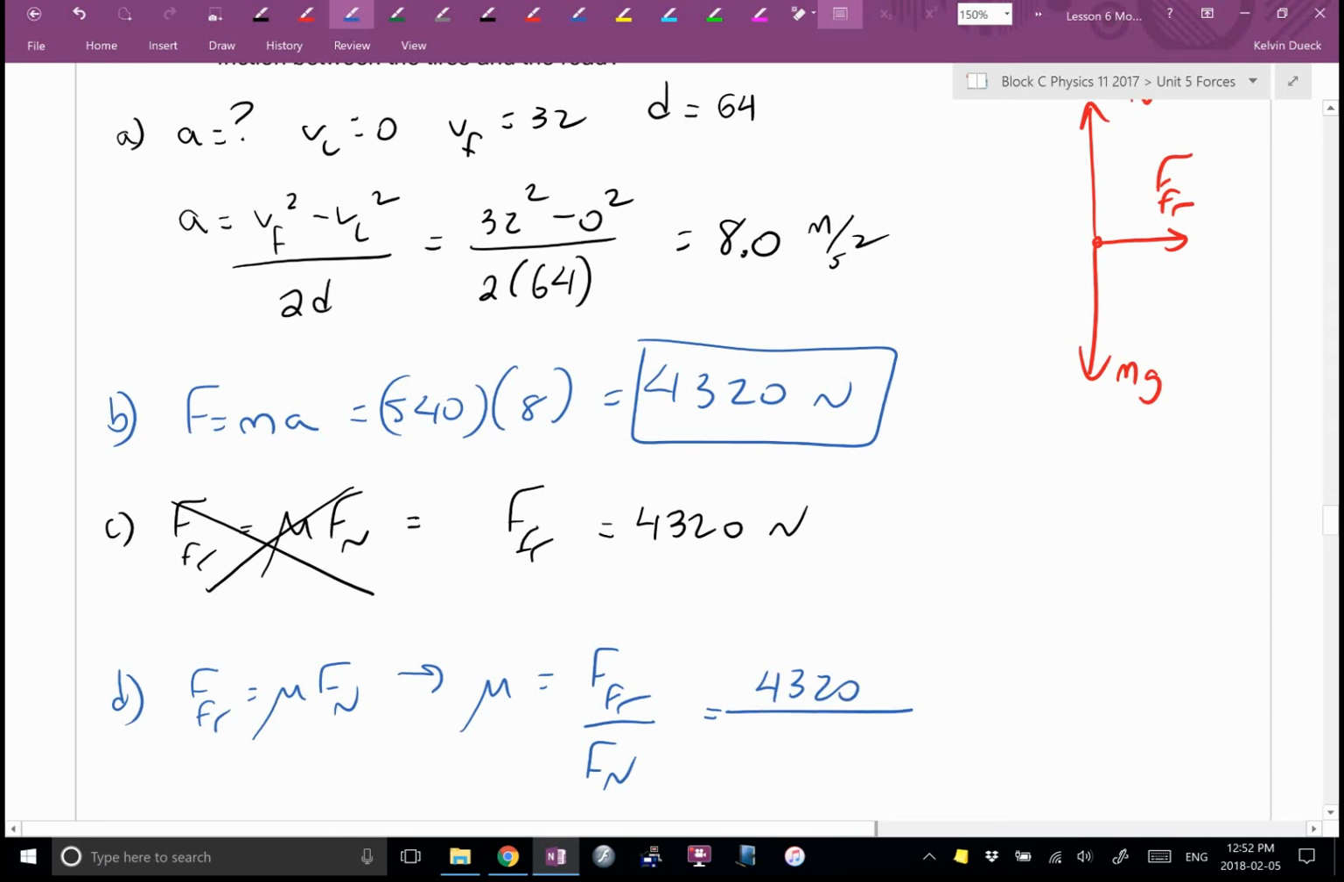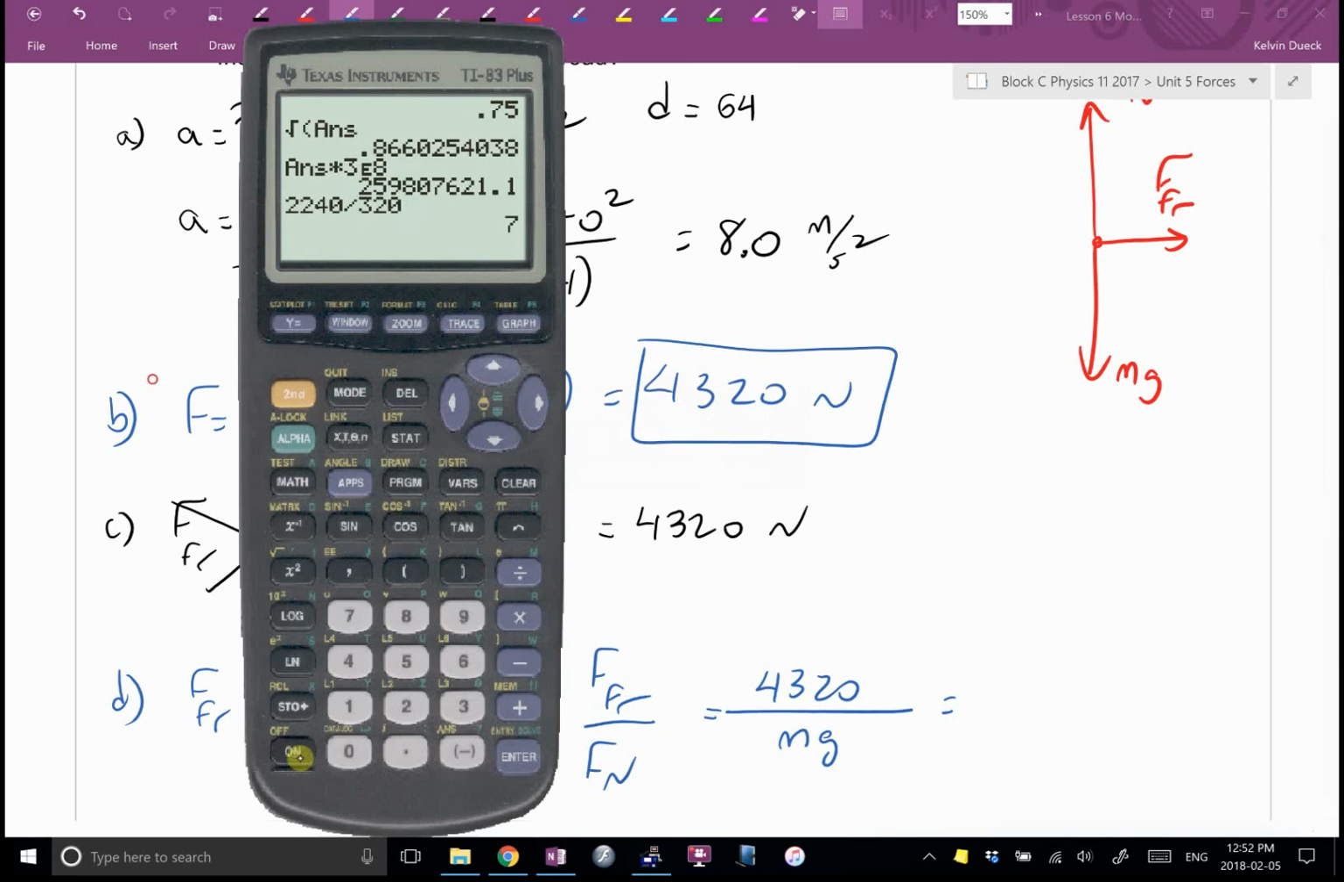Divided by, I don't know the normal force. Oh, but look. I know another force the same size as the normal force. Which one? So I'm going to put mg here, but I'm going to go straight to my calculator now. I am going to need a calculator for this one, I think. 4320 divided by m. Was it 540? Times 9.8. Coefficient of friction of 0.816.